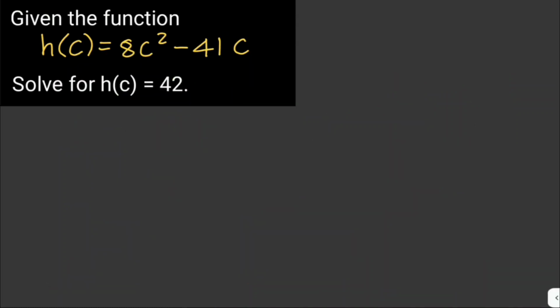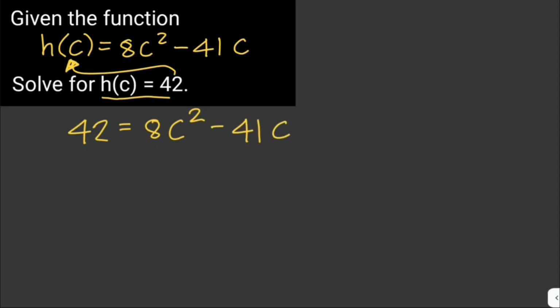Okay, let's solve another one. Given the function h of c equals 8c squared minus 41c, then we solve for h of c equals 42. So we solve for the value of c here, given the value of h of c equals 42. So again, we plug in the value of h of c here to the function to solve for c. So our equation would be 42 equals 8c squared minus 41c.